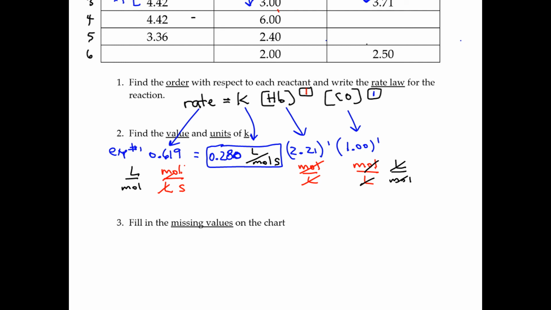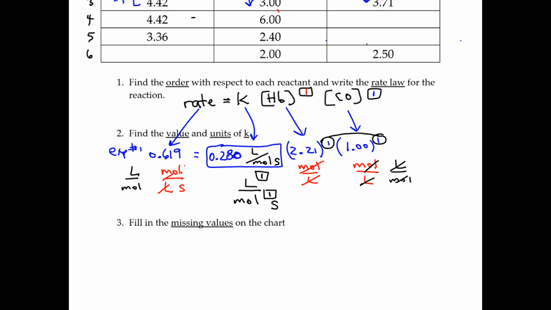Let's figure out a shortcut to figure this out quickly. All you do is add up all these exponents, so 1 plus 1 is 2. You take moles per liter and inverse it, so liters per mole. Raise it to 1 less than the sum of these two. So 1 plus 1 is 2, you subtract 1, that's 1. So liters over moles to the first, and then seconds, the time unit always goes on the bottom.